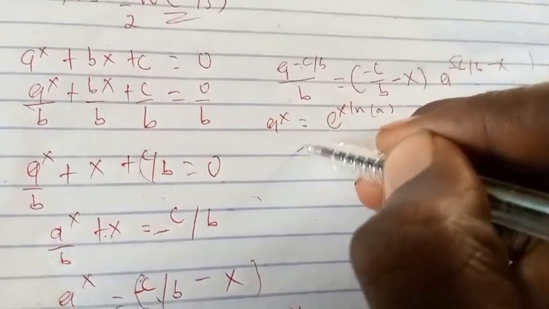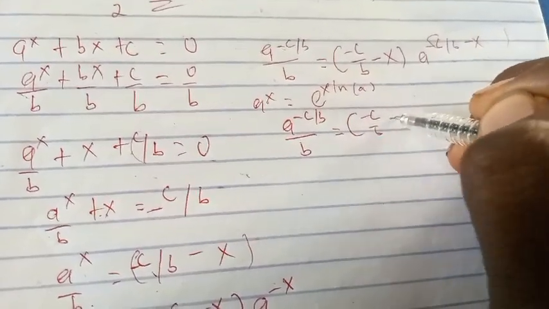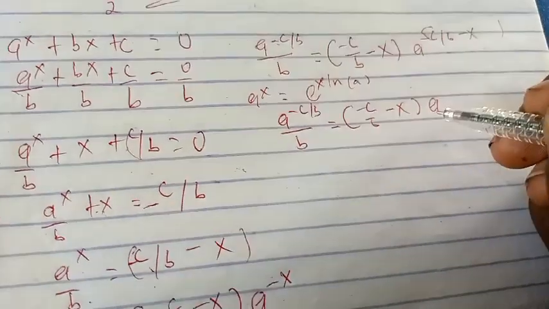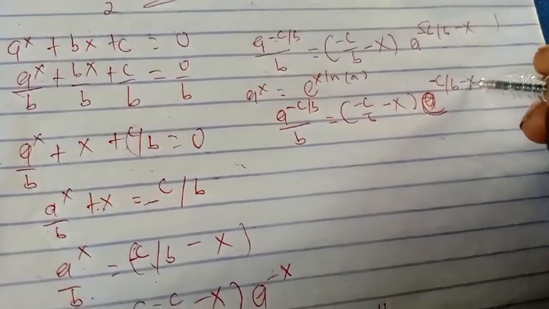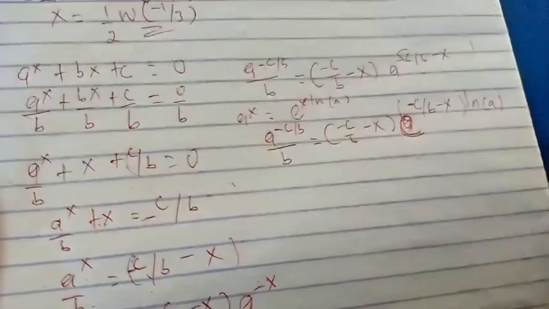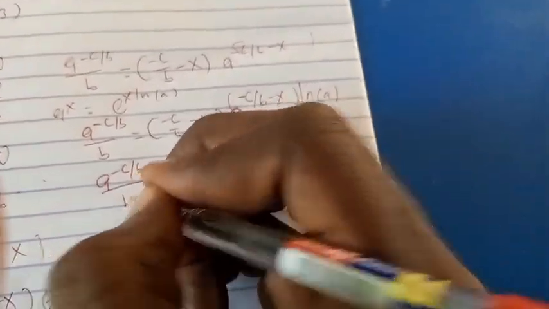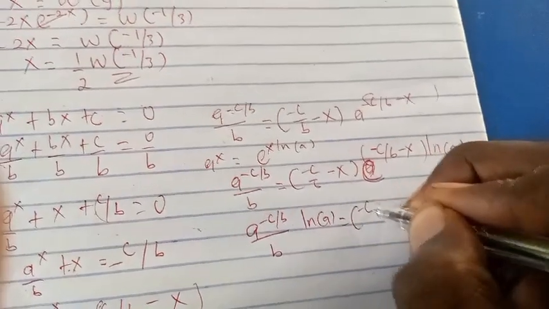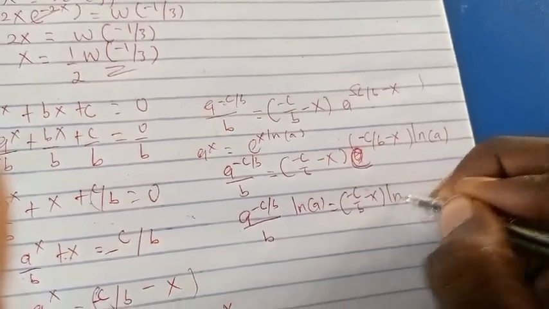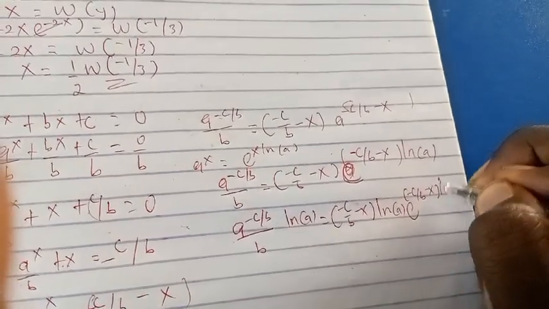So I have a raised to the power of minus c, everything over b, all over b is equal to minus c over b minus x multiplied by a. So instead of writing a here, I will write e raised to the power of minus c over b minus x natural log of a. So I have to multiply both sides by natural log of a. So I have a raised to the power of minus c over b all over b multiplied by the natural log of a is equal to minus c over b minus x multiplied by natural log of a multiplied by e raised to the power of minus c over b minus x natural log of a.